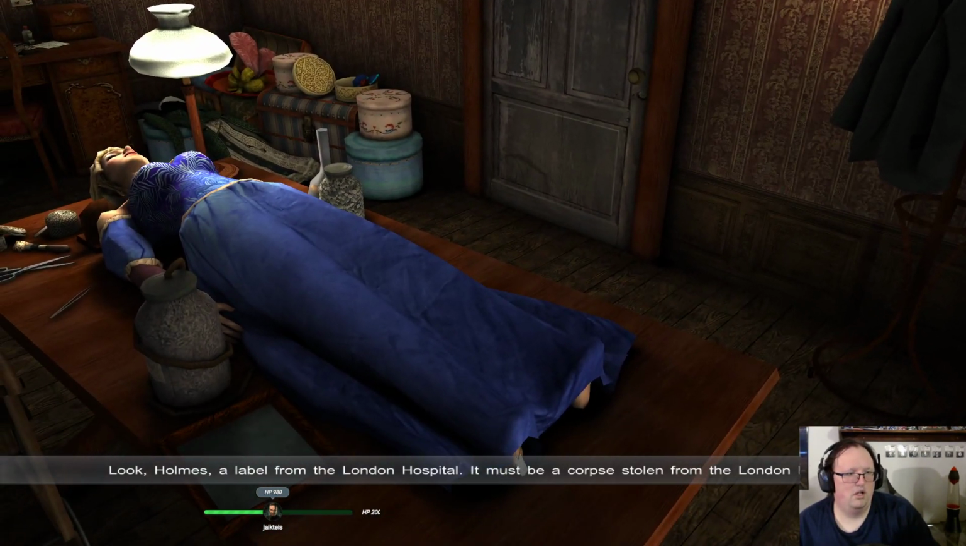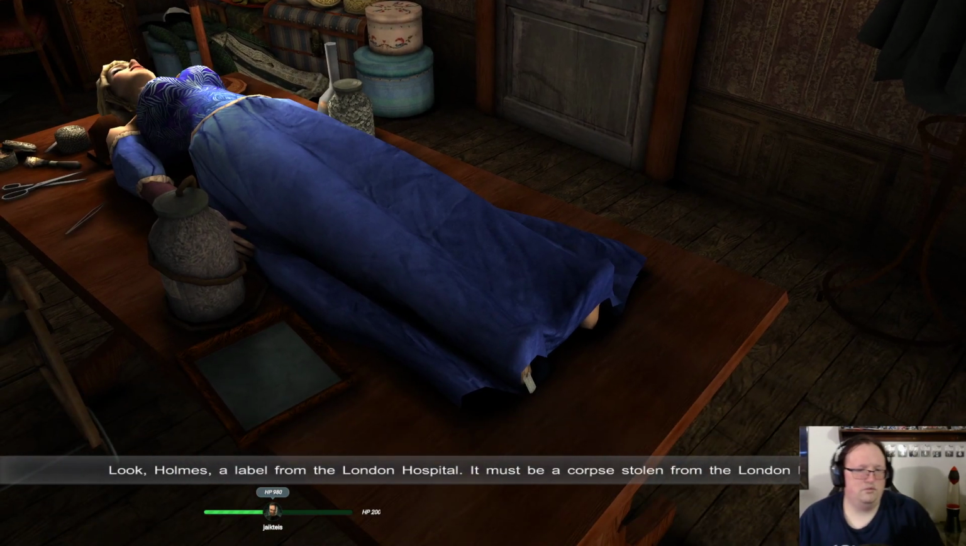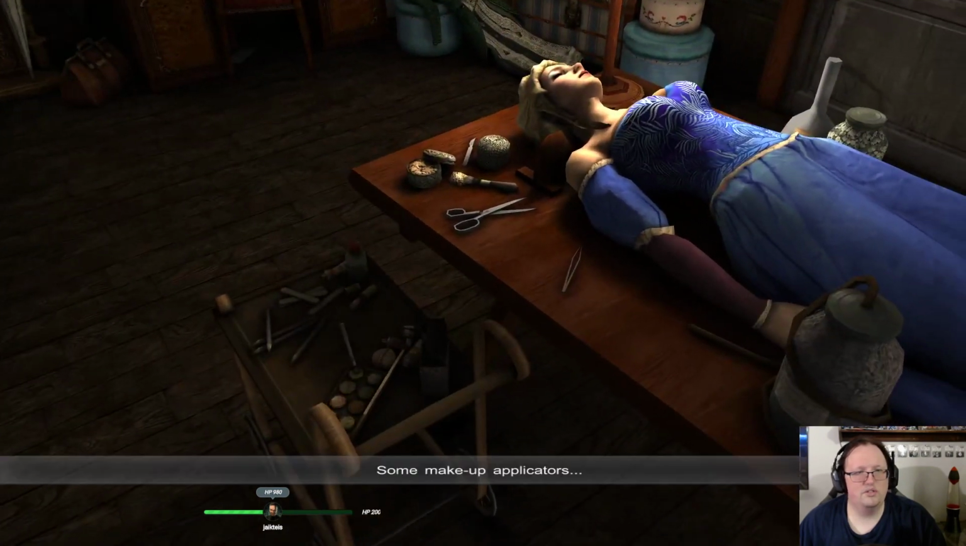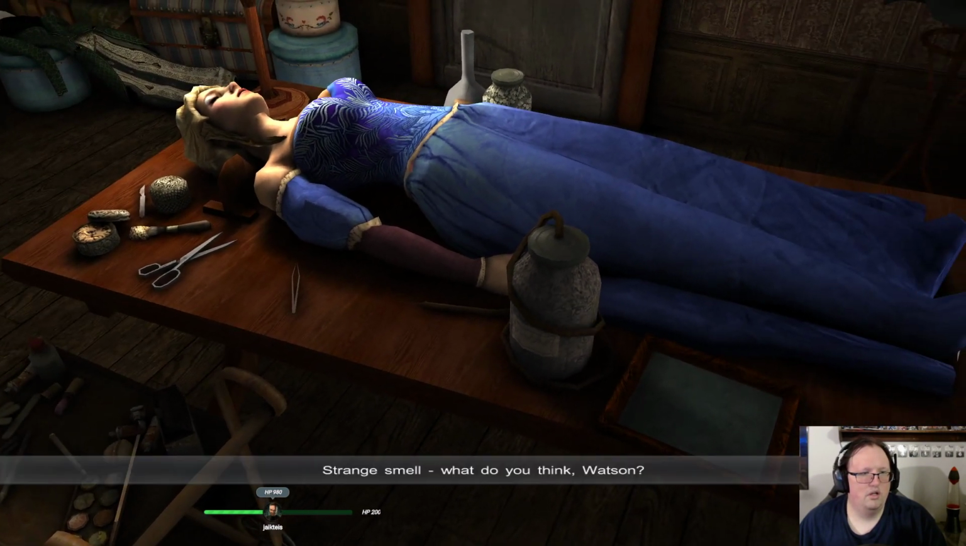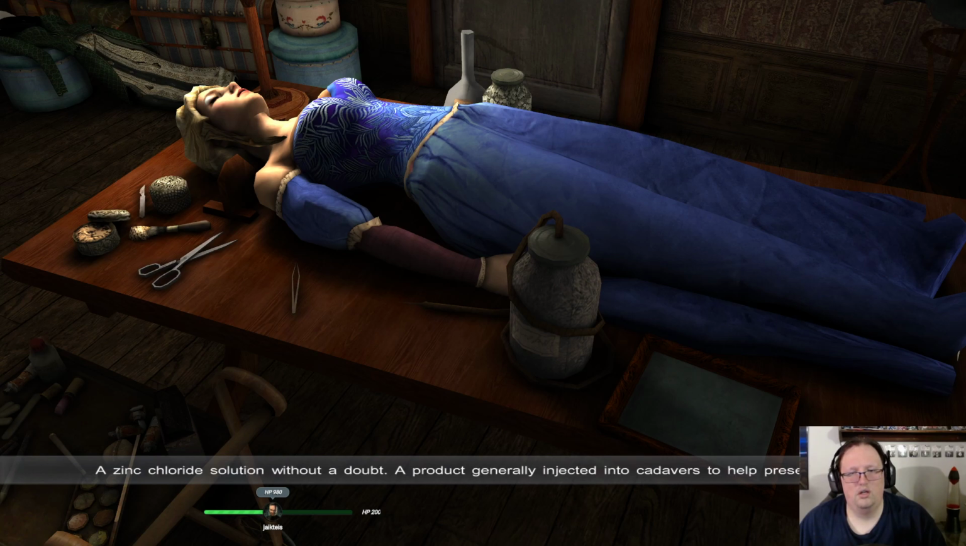Look, Holmes, a label from the London hospital. It must be a corpse stolen from the London hospital. Indeed, Watson. Some makeup applicators. Strange smell. What do you think, Watson? A zinc chloride solution without a doubt. A product generally injected into cadavers to help preserve them.